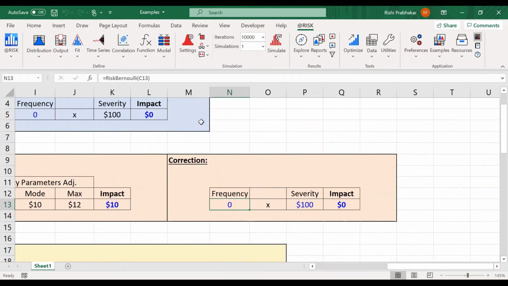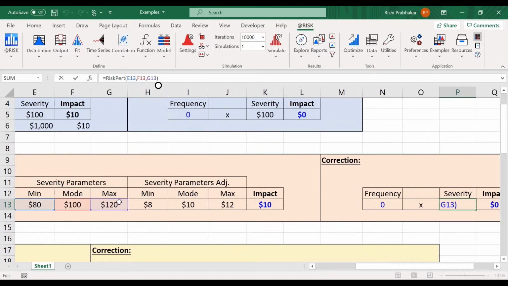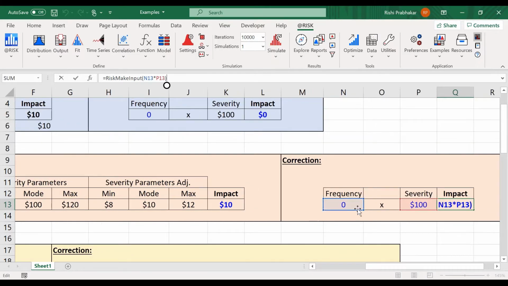Same solution as before. We have the Bernoulli function referencing the 10%, and then the severity conditional on the event occurring is modeled appropriately. And now it is in fact the product of the frequency distribution and the severity distribution that is the true model of this input.